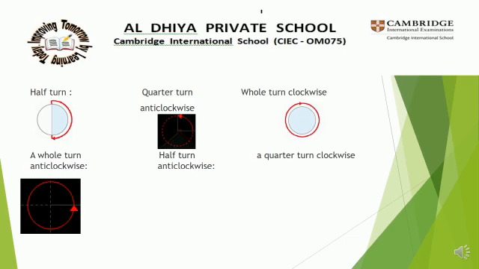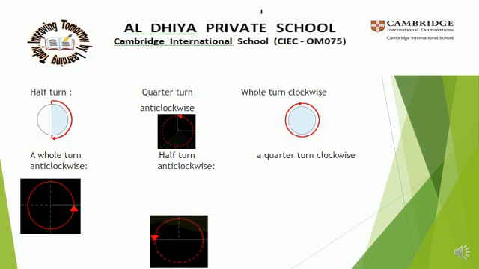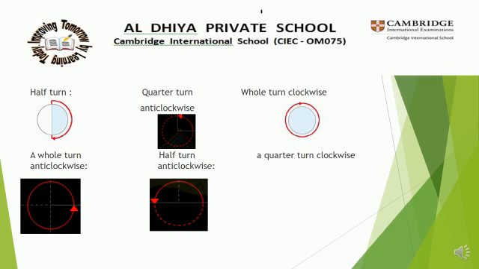See, I put a complete red circle, but see the direction in the opposite side. I draw in the opposite side. So this is the whole turn anti-clockwise. Okay. The next is half turn anti-clockwise. See, in this I join the dots till half circle and I draw the arrow in the opposite of the clock direction. So this is the half turn anti-clockwise.